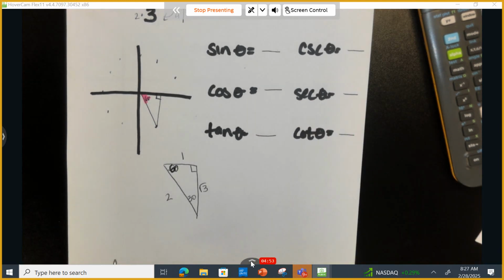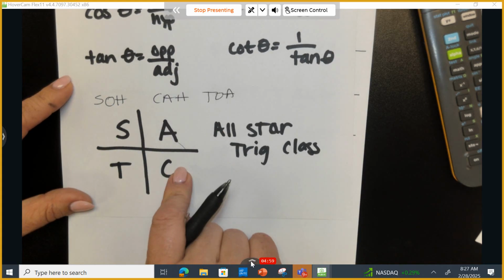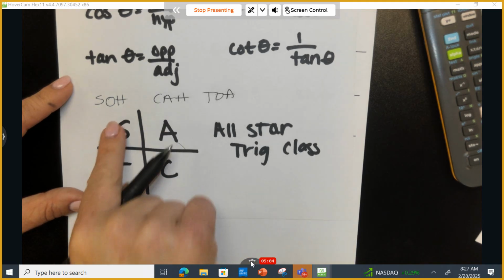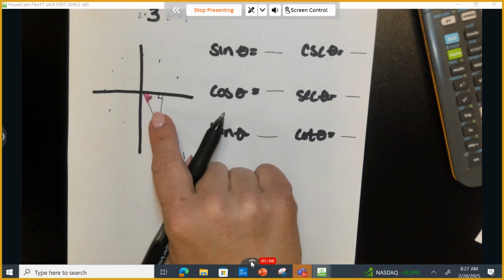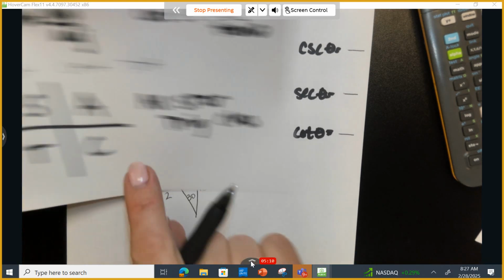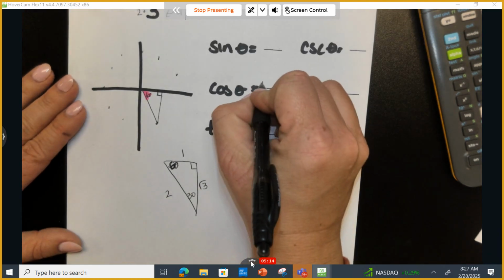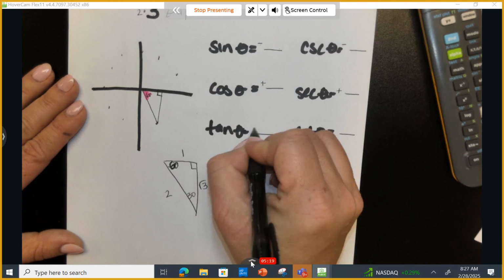And before I go through and actually come up with the ratios, I want to backtrack and revisit All-Star Trig class. All-Star Trig class tells us where in each quadrant things are positive. All things are positive; only the sine, the tangent, and the cosine are positive in these specific quadrants. This terminal angle lands in quadrant 4. In quadrant 4, only the cosines are positive. So right now, please put cosine positive and its reciprocal. Everything else, throw one negative in front.